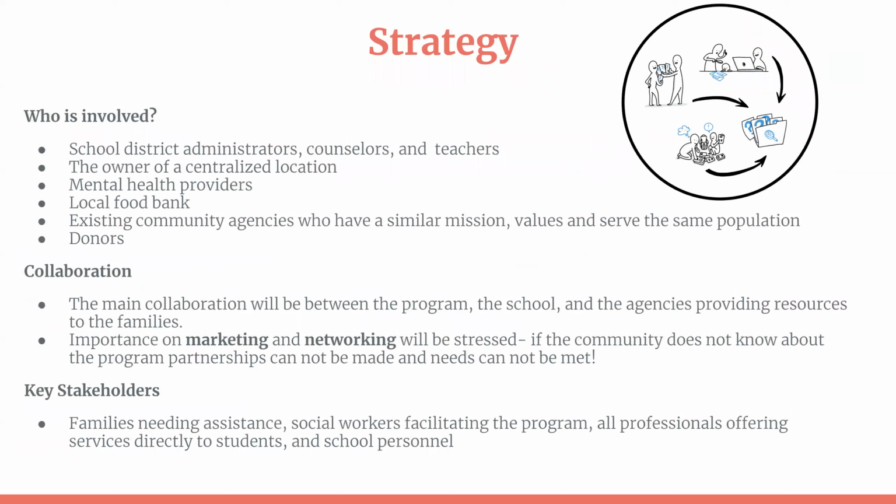So who's involved? The school district administrators, counselors, and teachers, which are often the first line of defense in identifying needs and referrals. The owner of a centralized location to hold groups, house the food pantry and the clothing closet, potentially a vacant building or a church, mental health providers willing to offer pro bono services, a local food bank for food donations, and existing community agencies who have a similar mission and values and serve the same population. And last but not least, donors.